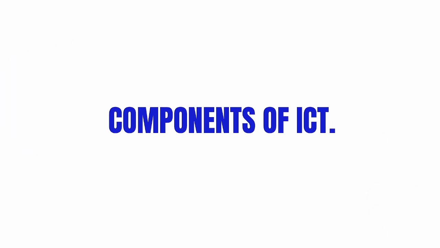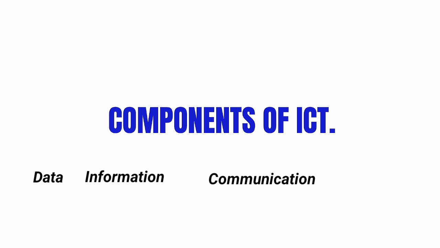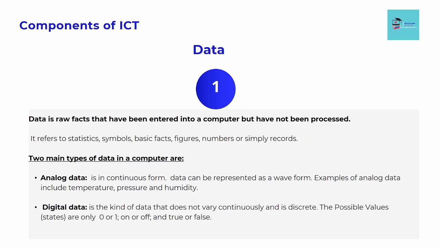Components of ICT. In ICT, we have 4 components: data, information, communication, and technology. Let's start with data. Data is a raw fact that has been entered into a computer but has not been processed. It refers to statistics, symbols, basic facts, figures, numbers, or simply records.